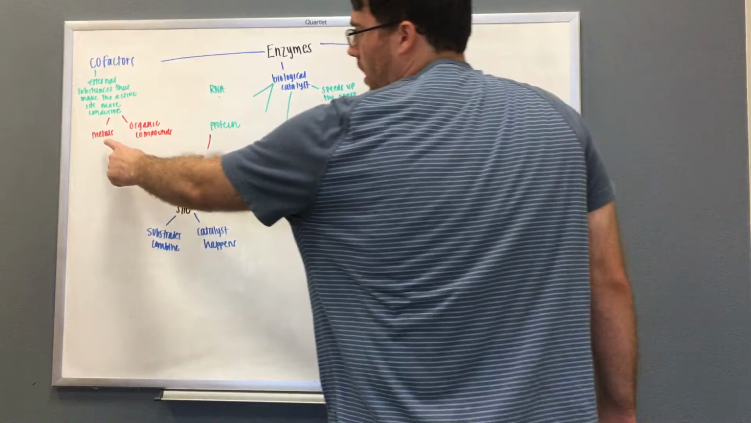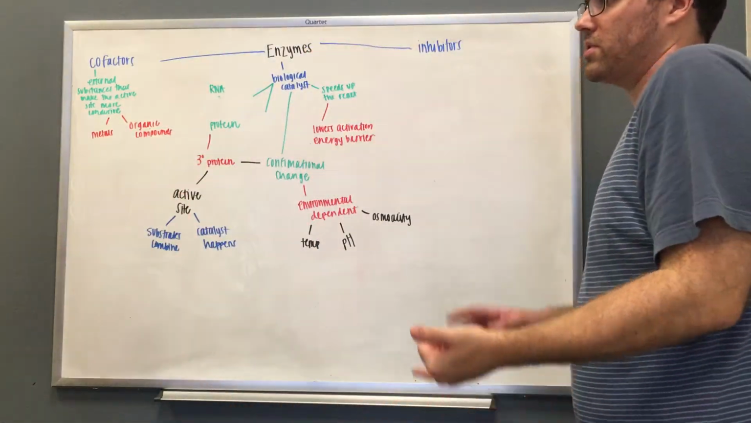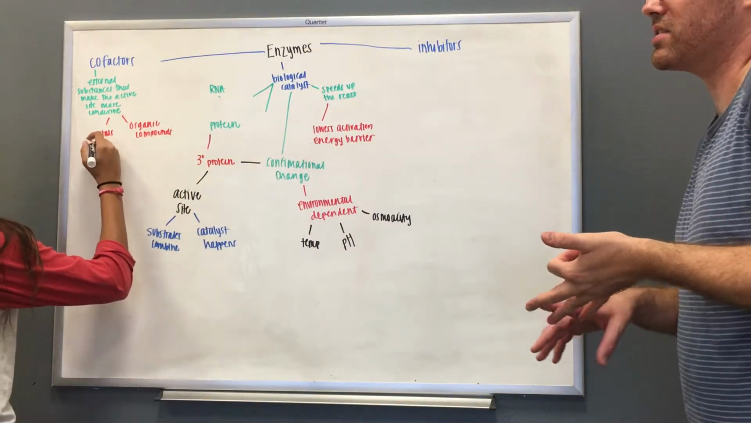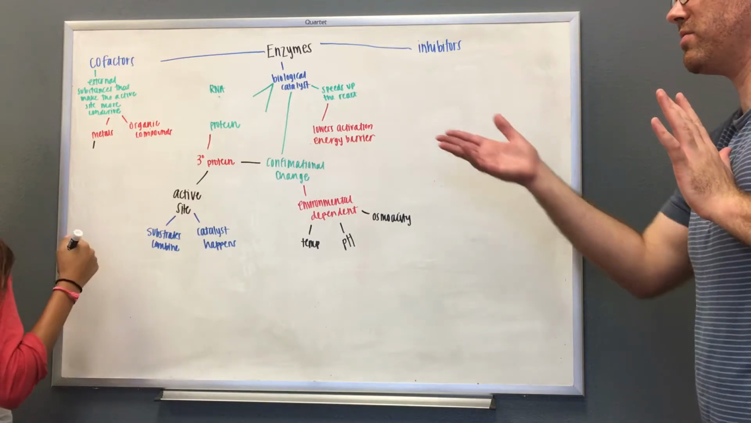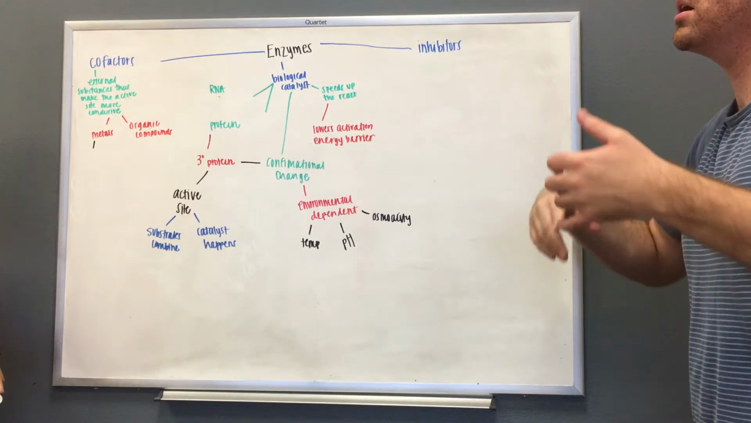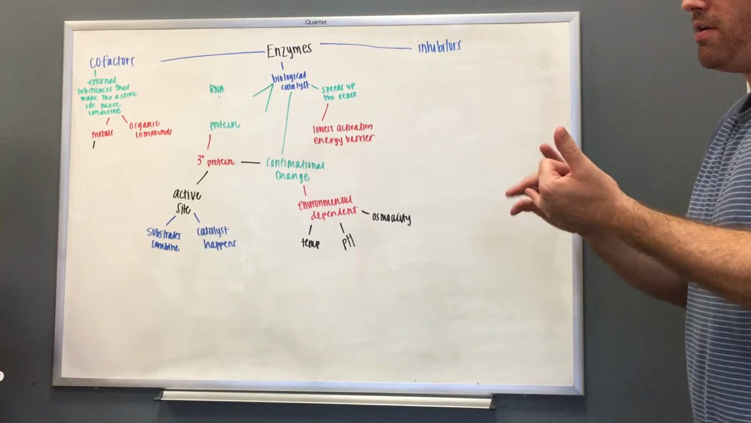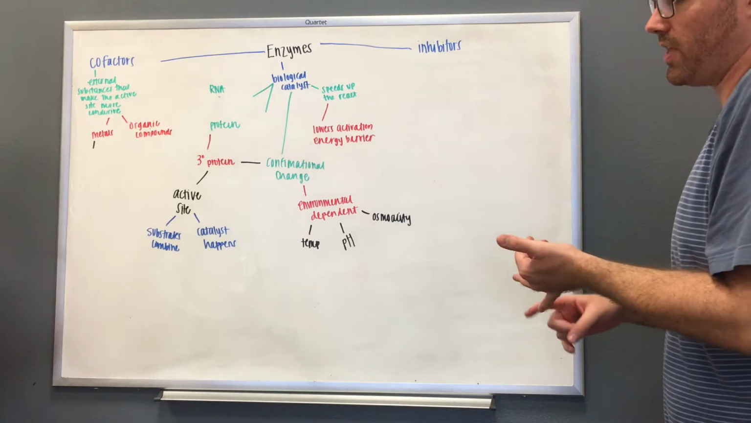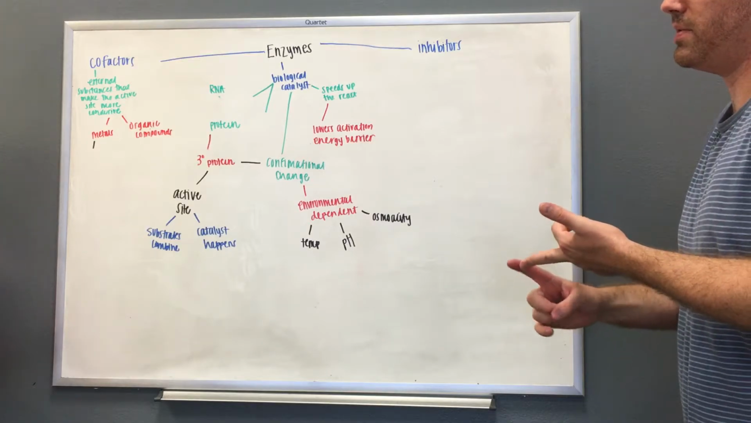So the metals obviously tend to be, well, metals: zinc, iron, calcium. It doesn't matter. You don't necessarily have to write that down. I don't think he's going to ask it of you. Organic compounds tend to be vitamins. B vitamins are used for that. Vitamin C, vitamin D, whatever.